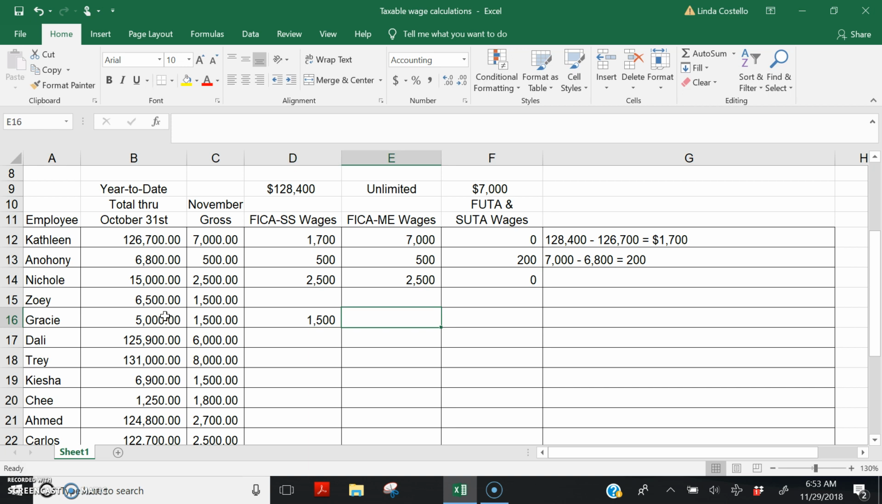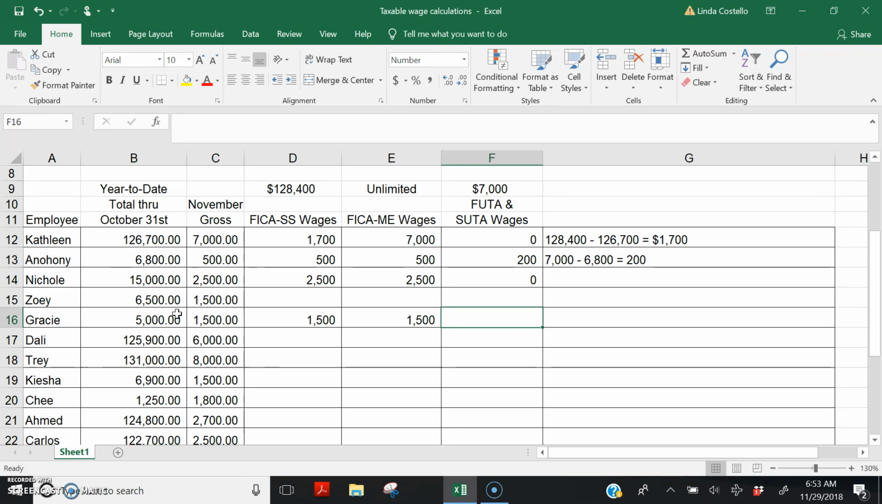There is no limit on Medicare tax, so all $1,500 of Gracie's salary is subject to Medicare tax, so put $1,500 in that column.